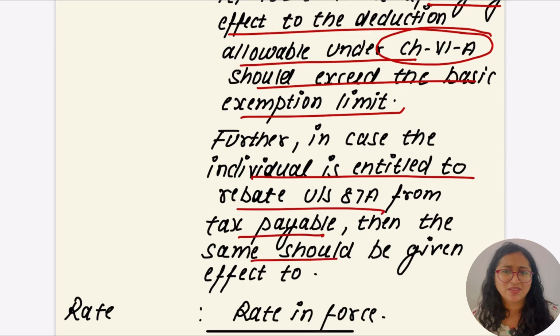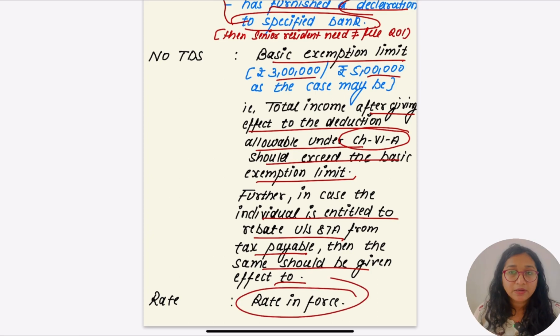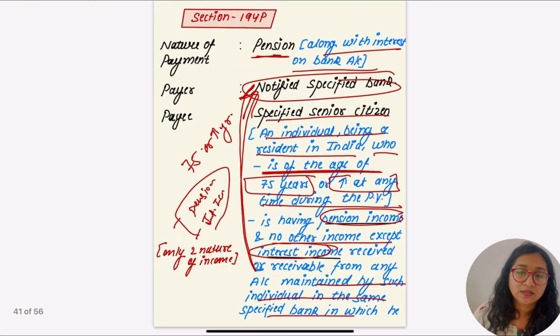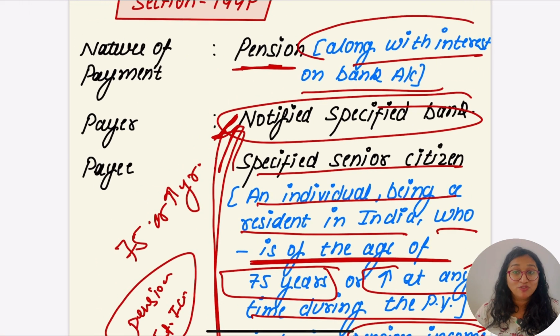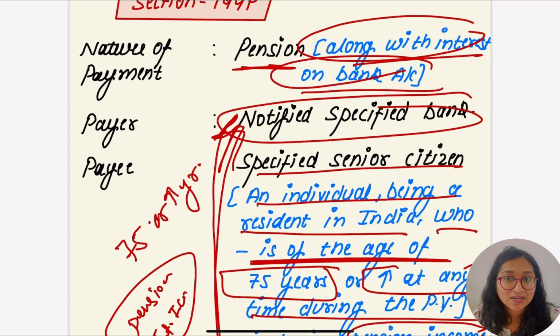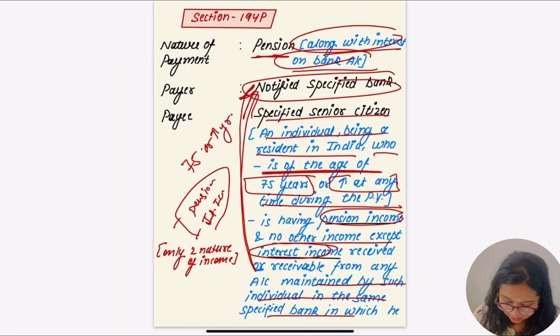This is the same thing, we know this, so I'm not going to elaborate on it. So no TDS is going to be applicable up to the basic limit, and the rate is going to be the same, the rate in force. Hope you get my point. So this is actually a bit of an advantage given to senior citizens. This section is related to pension along with interest on bank. Now you get the point, which interest, the other income, the second income of that senior citizen. Hope you get this section.